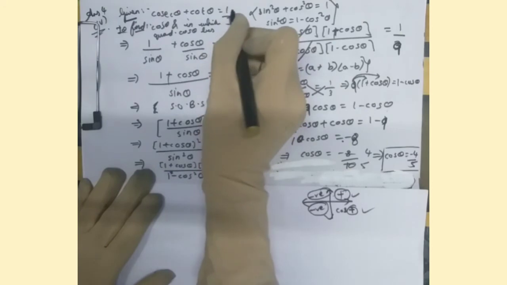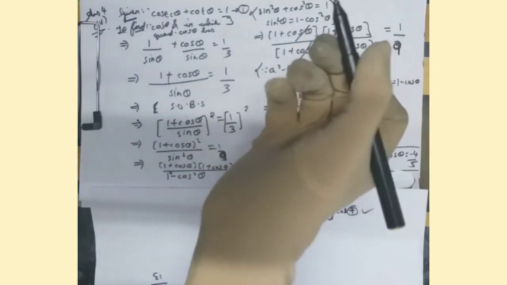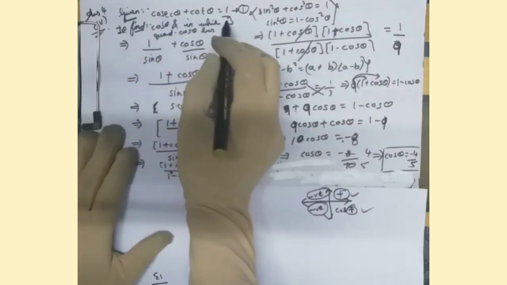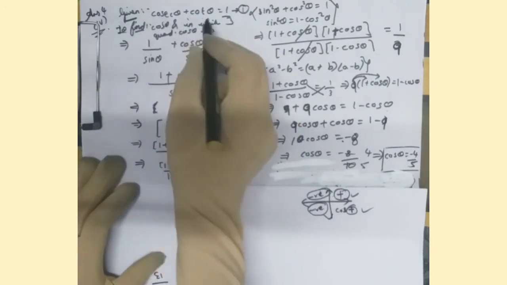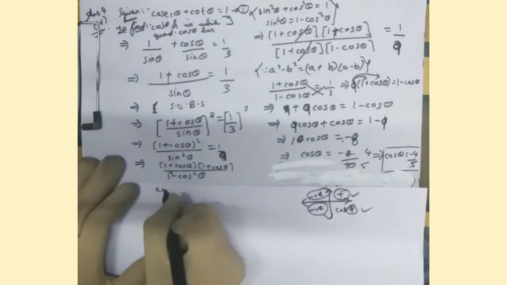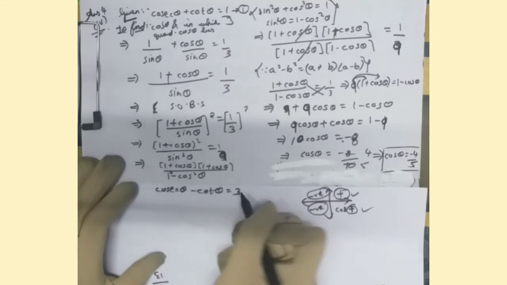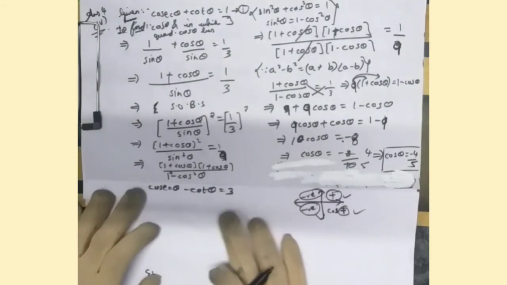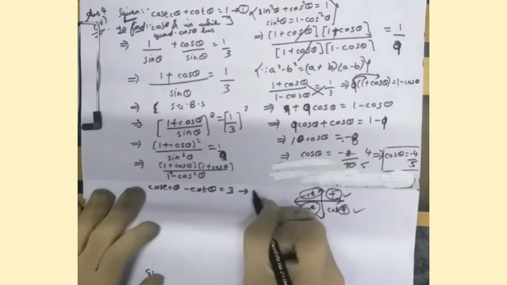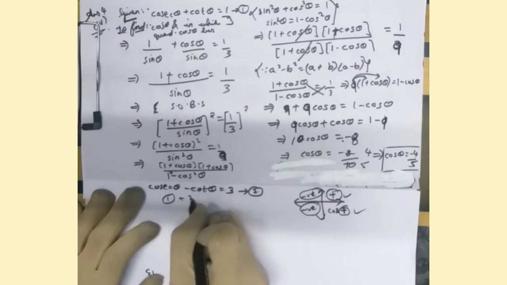Remember, let this be equation 1: cosecant theta plus cot theta is equal to 1 by 3. Now, remember, whenever cosecant theta plus cot theta is 1 by 3, you will have cosecant theta minus cot theta as 3. So cosecant theta minus cot theta will be 3. Let this be equation number 2. So what to do is add equations 1 and 2.